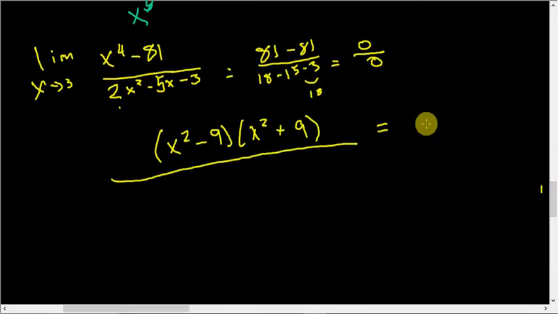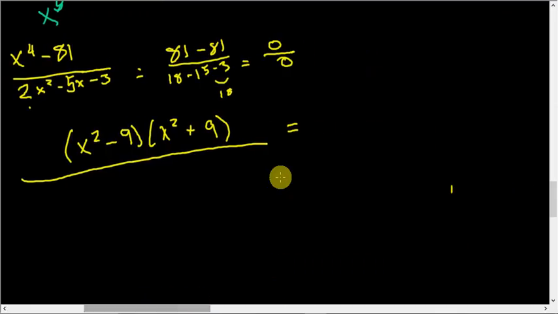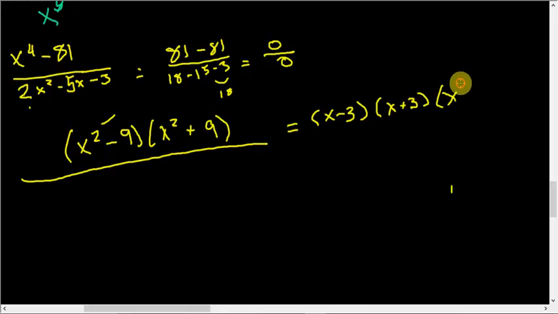Alright, so let's do... I'm gonna leave this one factored, I mean. Let's see. So x minus 3, this is just the first term right here. x minus 3, x plus 3. And then all that times x squared plus 9.